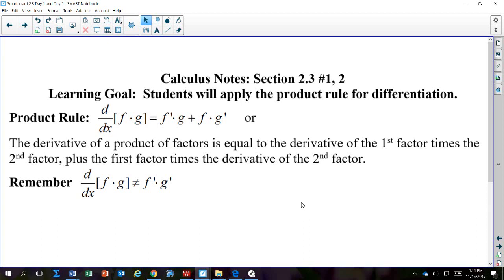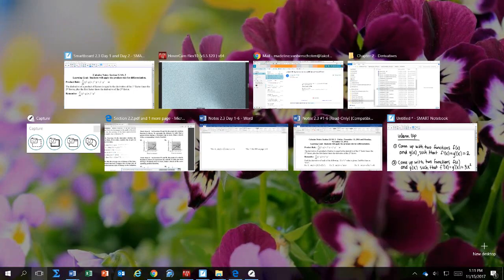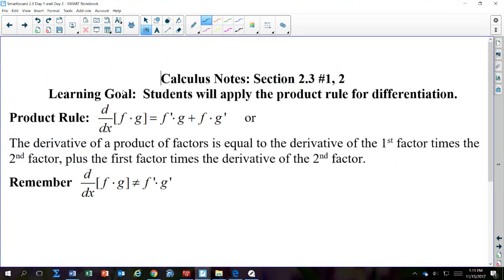So at the top it says learning goals: students will apply the product rule for differentiation. And the first thing I list is the product rule. Let's say you're trying to take the derivative of an expression where you have two functions being multiplied together, right? In this case, they're calling it function f and function g.